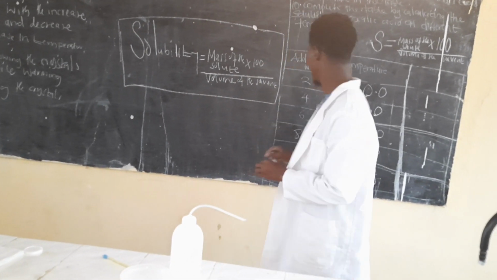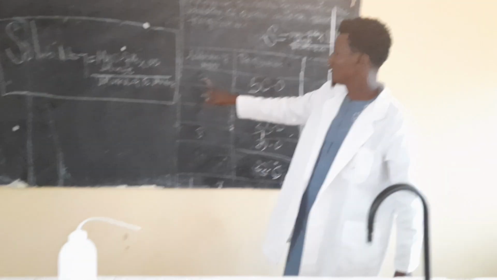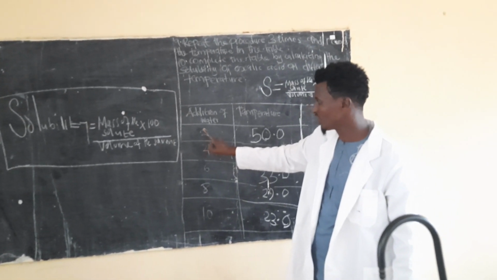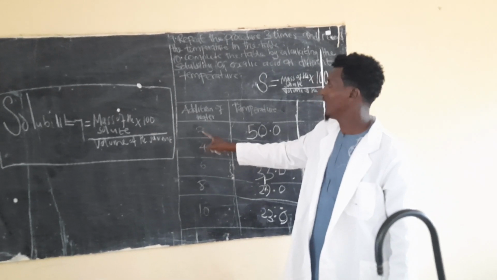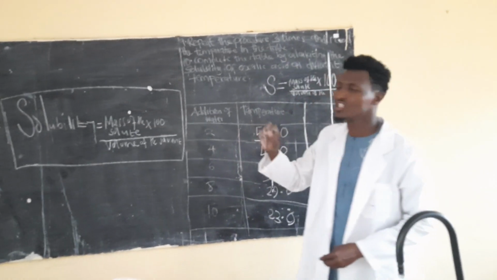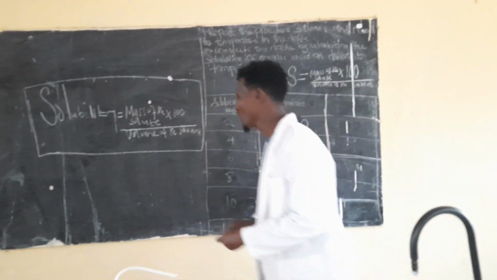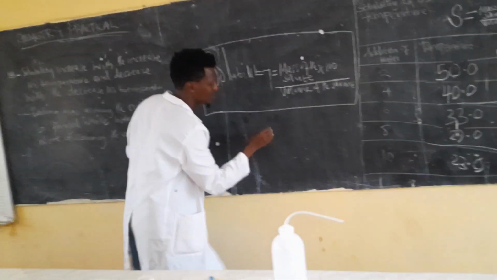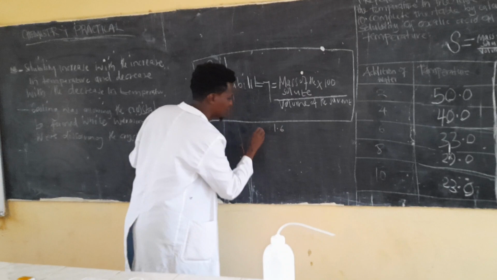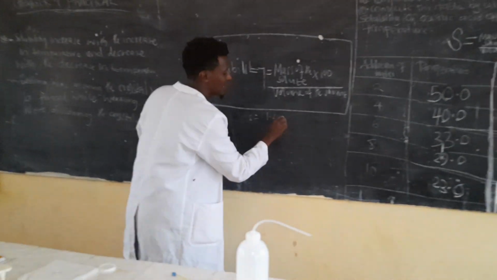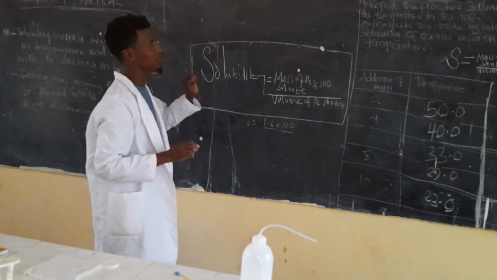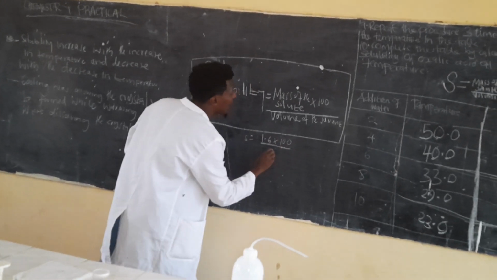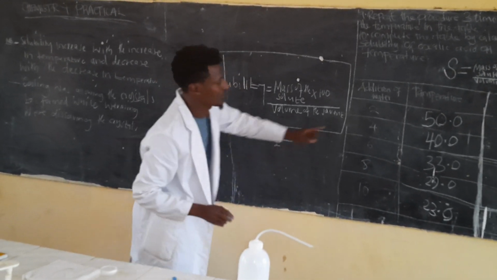Now, the solvent was the water, so this is the volume of the water that was used, in centimeter cube. And the mass was 1.6 grams. So the solubility at that place will be 1.6 times 100, because solubility should be in grams per 100 grams of water, isn't it? Yes. Divided by the 2 centimeter cube that is here.